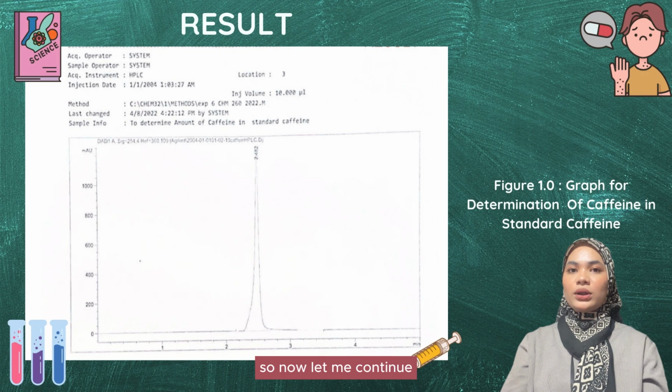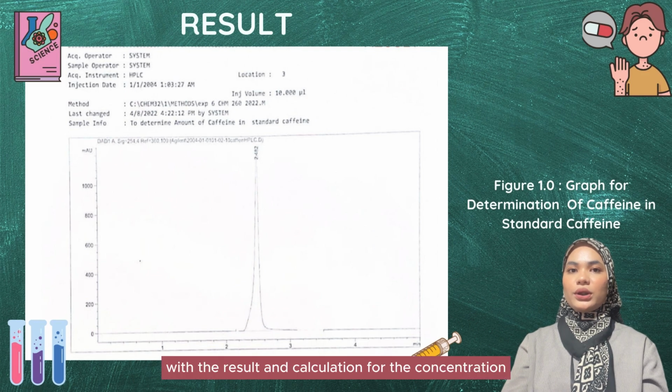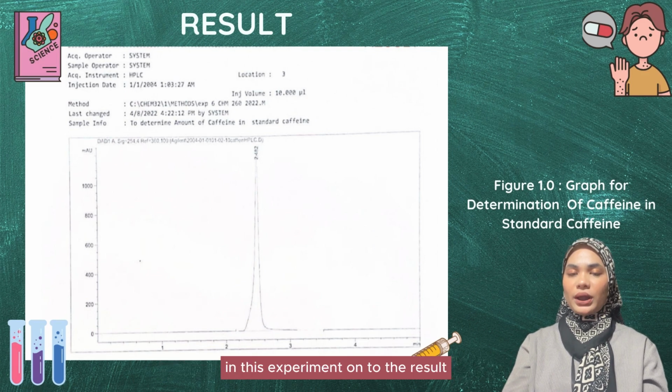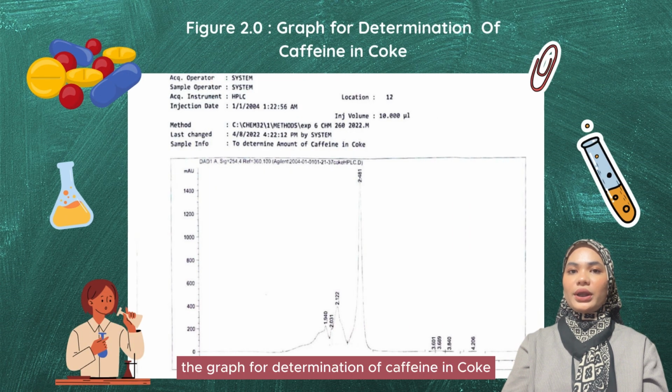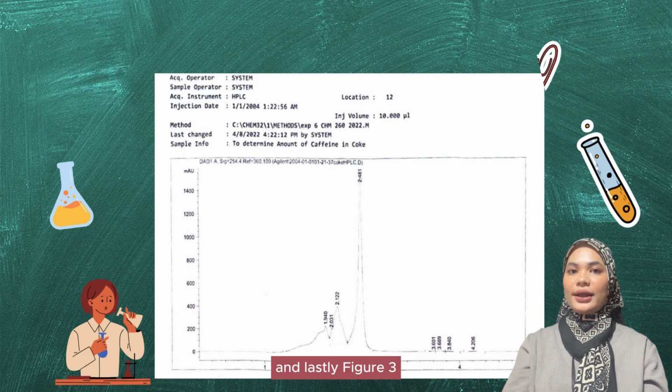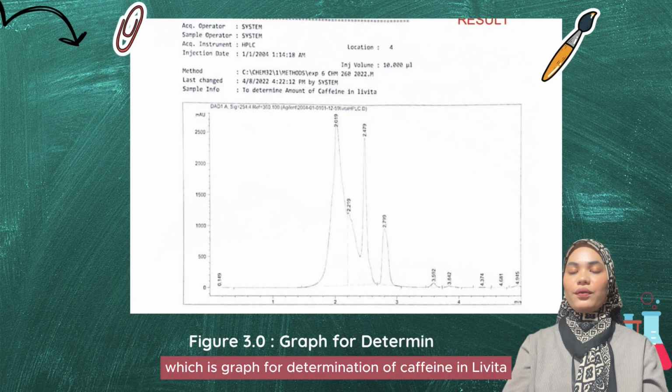So now let me continue with the result and calculation for the concentration in this experiment. On to the result, this slide shows figure 1, the graph for determination of caffeine in standard caffeine. Figure 2 is the graph for determination of caffeine in Coke. And lastly, figure 3 is the graph for determination of caffeine in Levita.